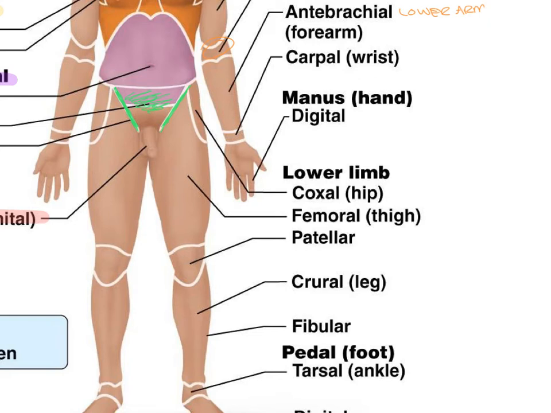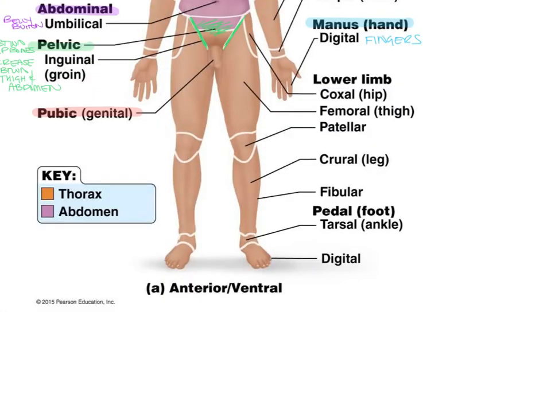All right, next we have the manus, which refers to the hand. And on the hand specifically, we also have the digital, which are the fingers. Okay, now moving on to the lower limb. We're going to start with the coxal, which is your hip bones, and your hip bones are actually known as your coxal bones. So when we get to the skeletal unit, that'll come back.